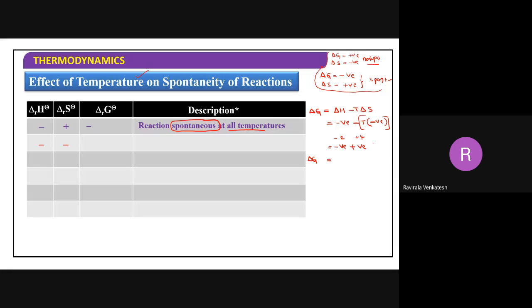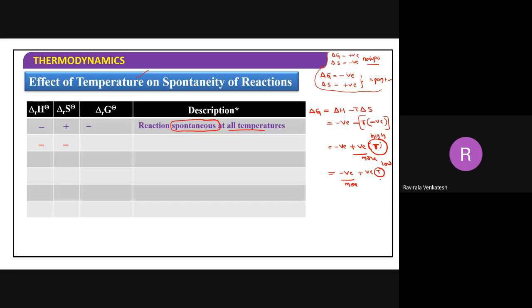Positive. So it depends upon the temperature. Why? Because you have temperature, T is still there. Now at high temperatures, very high temperatures, this positive value will be more. At low temperature, the negative value will be more. What I'm saying here, again I'm writing negative, positive into temperature. Now if this temperature is low, then this value will be more.